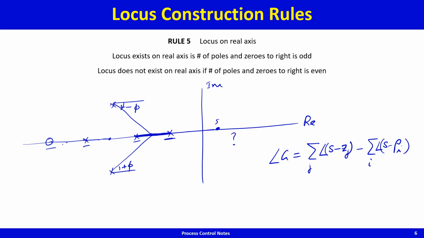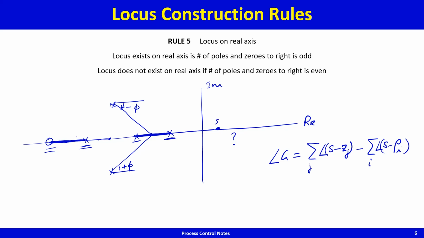Let's look at this guy. This pole will subtend an angle minus pi, this pole will subtend an angle minus pi, this pole will subtend an angle minus pi, so minus pi plus minus pi plus minus pi is minus 3 pi. The zero will subtend an angle over here of 0 degrees. The complex conjugate pair will subtend a net angle of 0. So therefore, any point on the real axis between this and that satisfies the angle condition, because the angle is an odd multiple of pi, 3 pi or minus 3 pi. So therefore, this part is also on the locus.